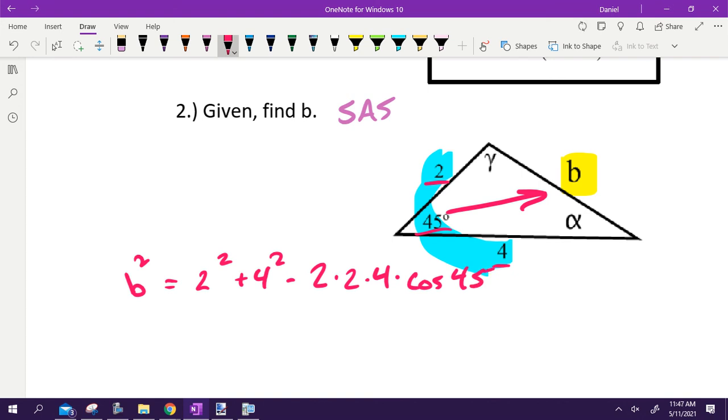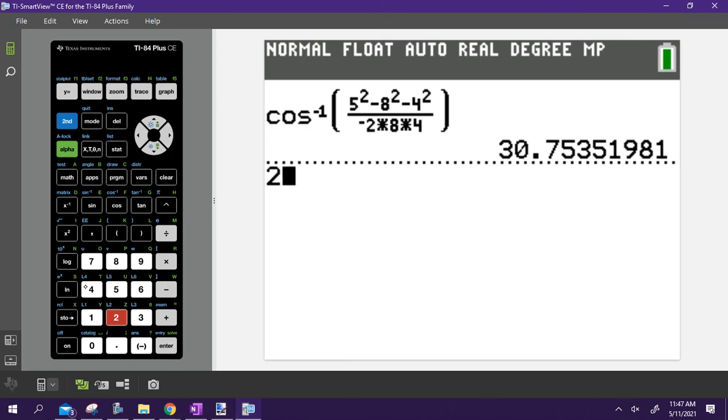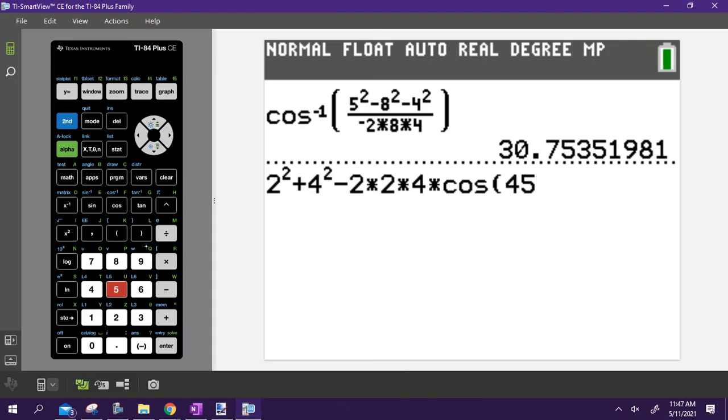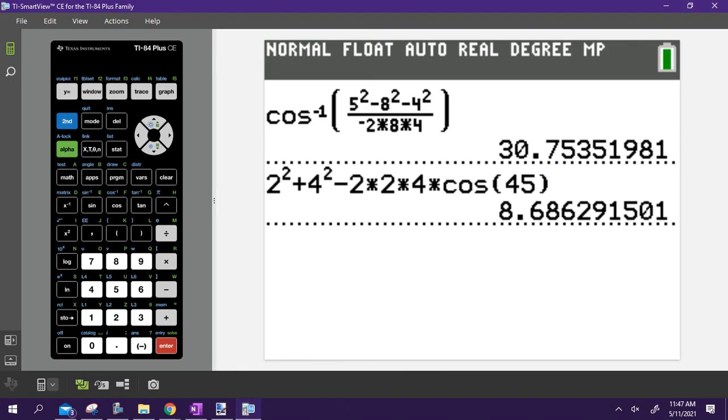There's my setup. Once I've got that, it's just a matter of typing it in. So 2 squared plus 4 squared minus 2 times 4 times cosine of 45 degrees. We take it, we type it in, we hit enter. I get 8.686. Is that the answer to my question? No. What else do I need to do with that thing?